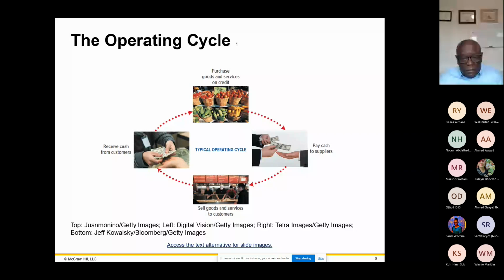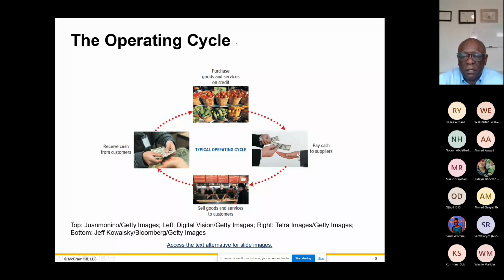But that is the typical cycle. That does not imply that when they purchase the goods on credit, they will wait until they pay the cash before they sell. Both will be happening at the same time, but this is the cycle. The next step will be to pay cash to suppliers, those who supplied the goods and services on credit. At that point, they will pay cash. In a typical operating cycle for trading companies, part of it will be paid on credit, part of it in cash. So right from that first step, there may be transactions that involve cash and credit.